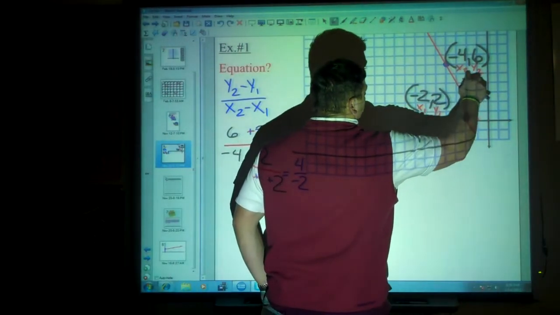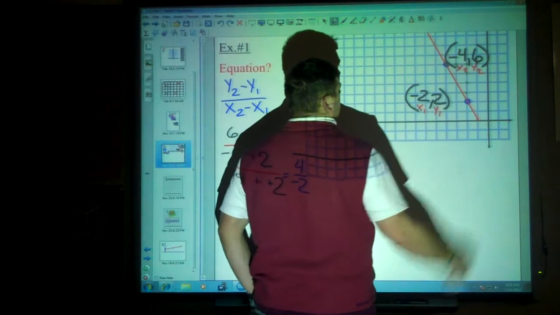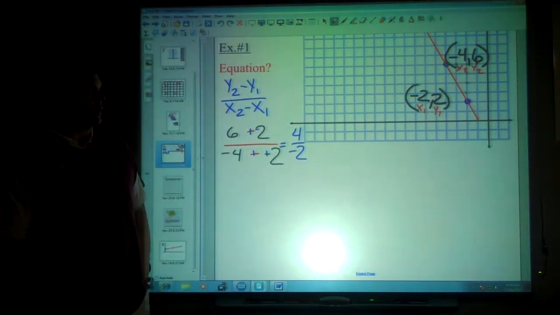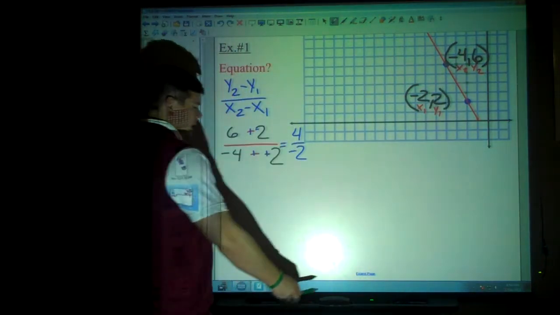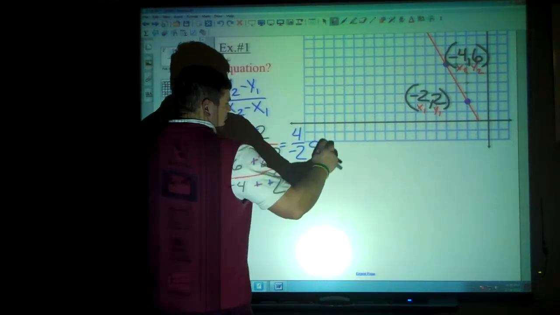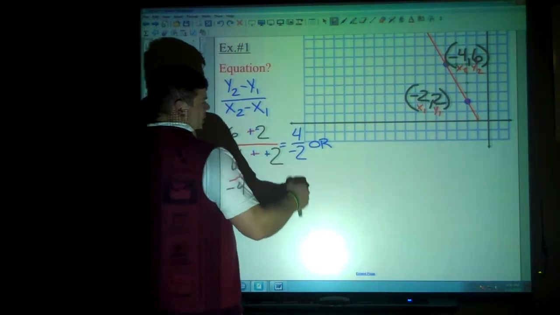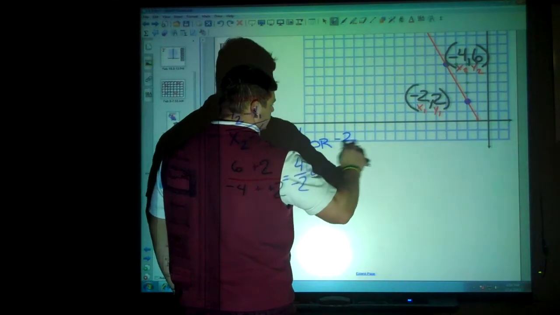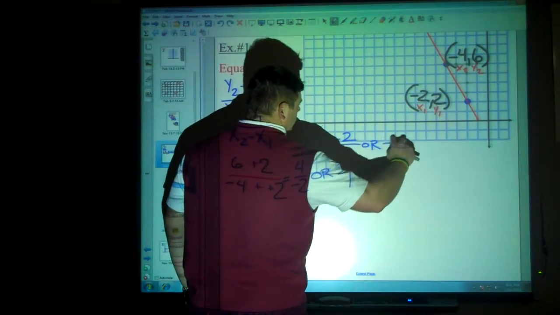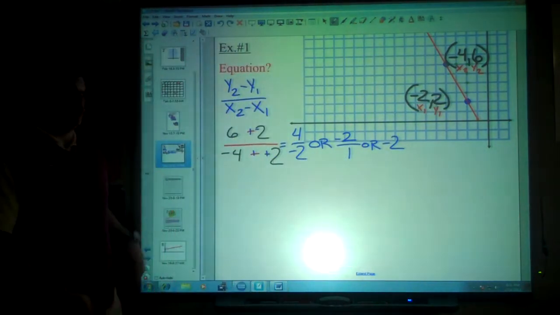Up 1, 2, 3, 4, left 1, 2. It definitely looks like it goes up 4 and left 2, so this slope seems reasonable. This can be simplified down. You can leave it as a fraction 4 over negative 2, or you could say negative 2 over 1, or you could just say negative 2. So we'll use negative 2.